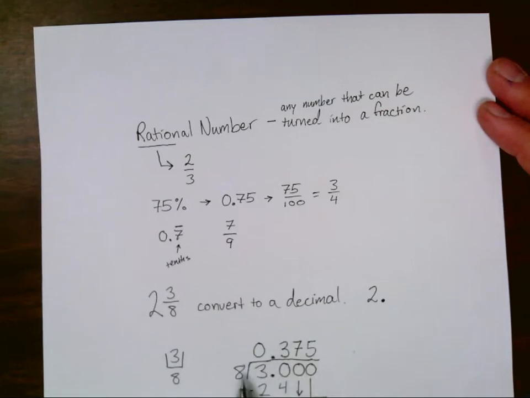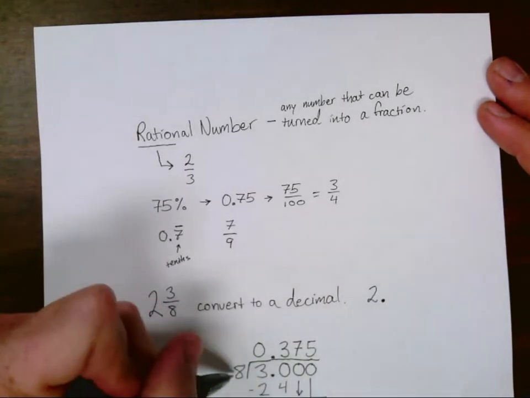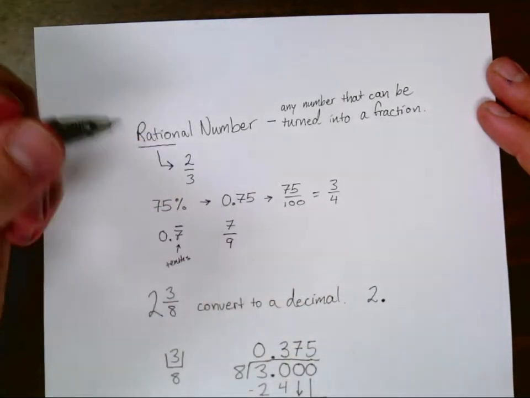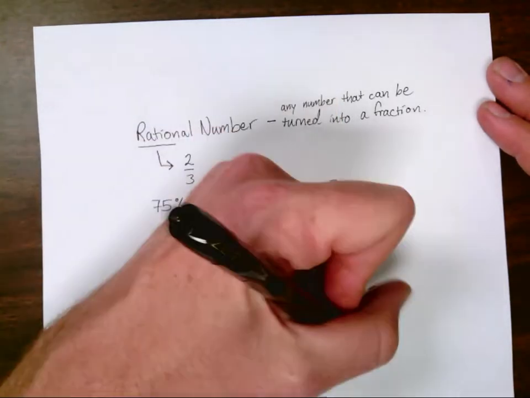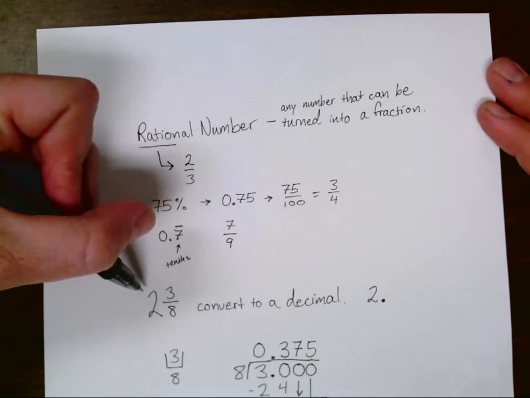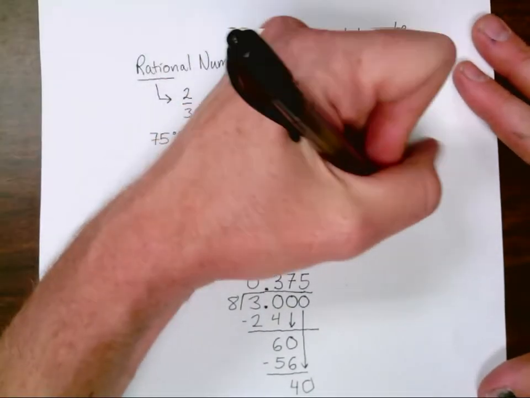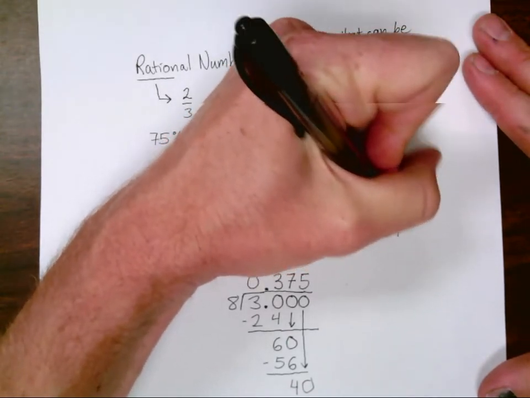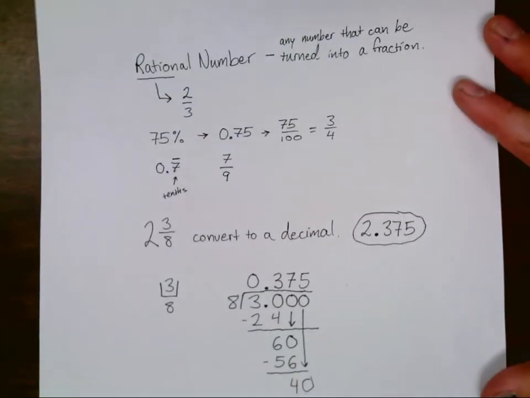This is a terminating decimal because 5 times 8 is 40, and there are no remainders, so the decimal has ended. 8 can't go into 0 any times, so the decimal ends, and it's a terminating decimal. So my final answer, since I had 2 and 3/8, my final answer is going to be 2.375. Great.